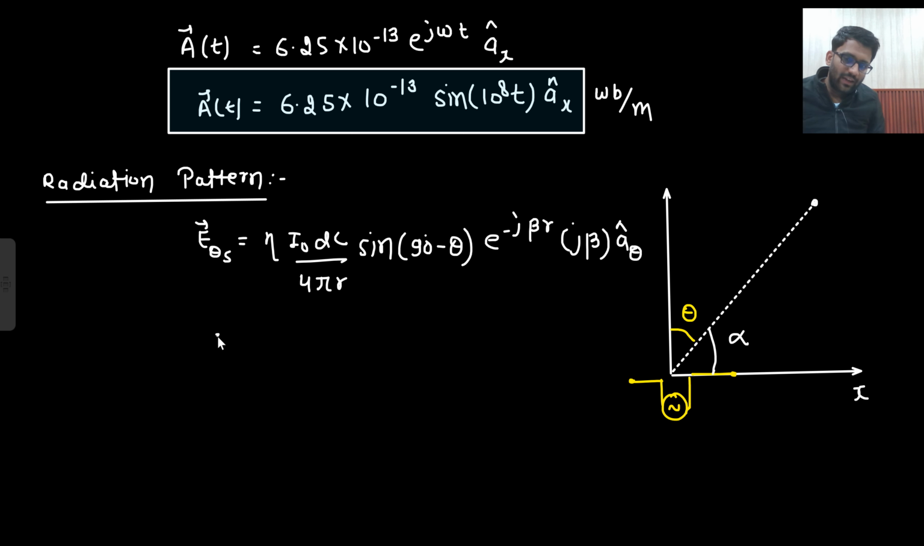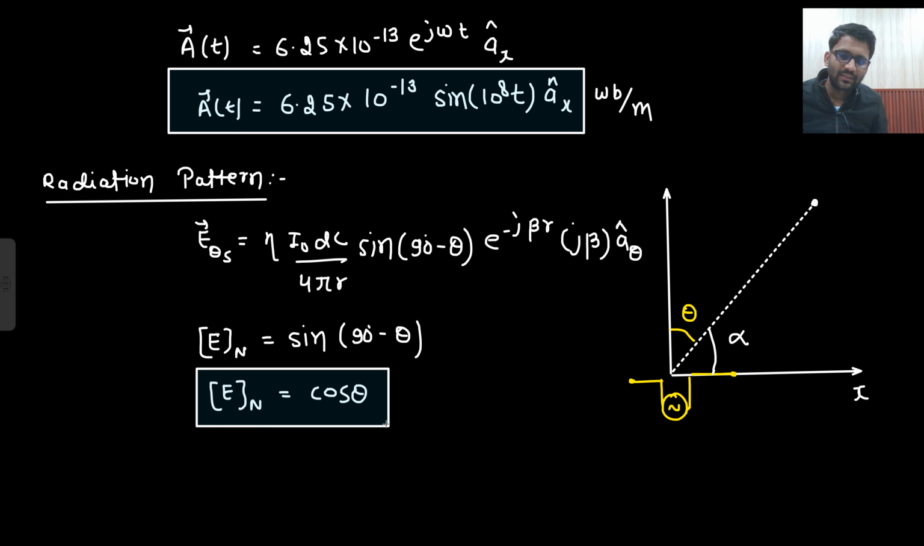So if I calculate the normalized value of E, what I need to do is eliminate all these things. So only what will be left? Sin 90 minus theta. What would that be? Sin 90 minus theta is cos theta. This is your normalized value of E.